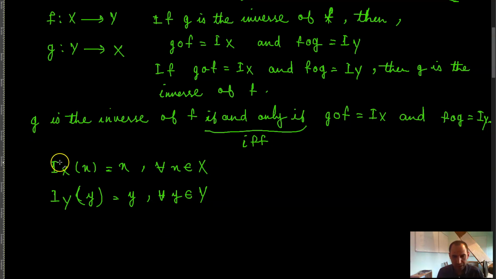So the identity function is just a function that, on a particular set, whatever element you pick and input into the function, gives you back the same element. For example, the function f of x equals x is the identity function on the set of integers. It's the identity function on the set of real numbers, on the set of natural numbers, on the set of rationals.